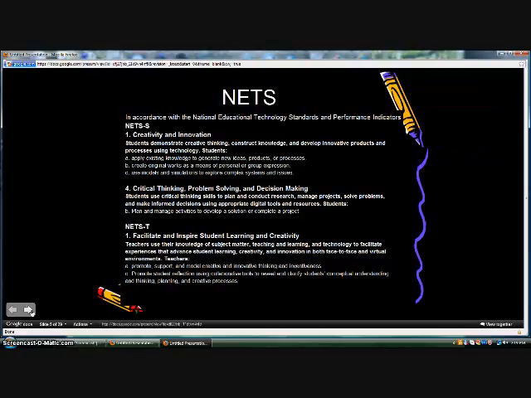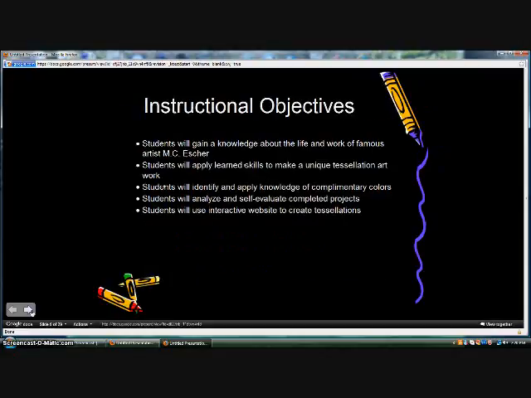According to the NETS for teachers, I will promote and support innovative thinking and inventiveness. I will promote student collaboration through the creative process. Students will gain a knowledge about the life and work of M.C. Escher. We will be discussing his artwork and training. The students will apply learned skills to make a unique tessellation artwork. Students will identify and apply knowledge of complementary colors. Students will analyze and self-evaluate completed projects, and the students will use interactive websites to create tessellations.